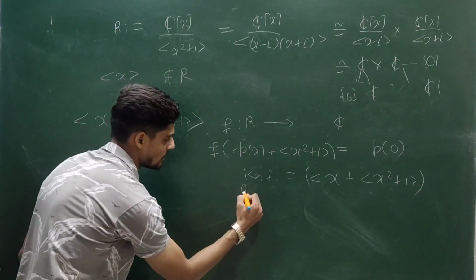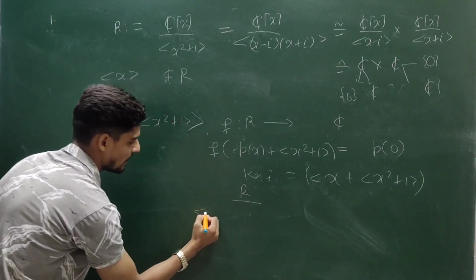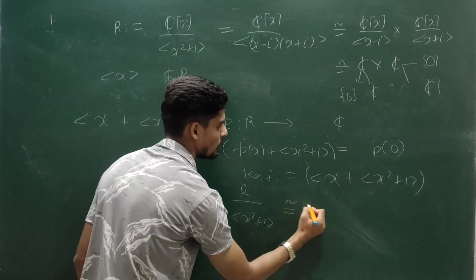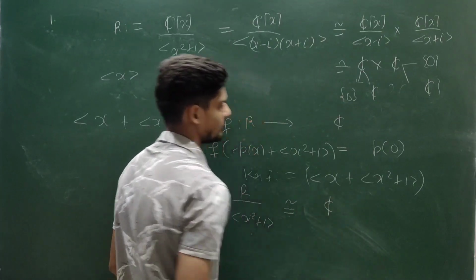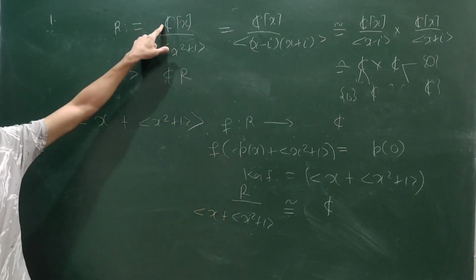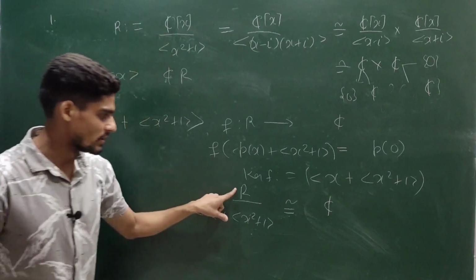Now you can see this R by ideal generated by X plus ideal generated by X square plus 1 is actually isomorphic to C because of ontoness. This R is a CRU because this CX is a CRU. So this is a CRU.